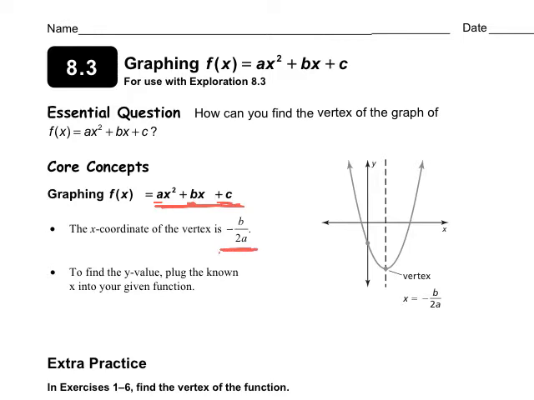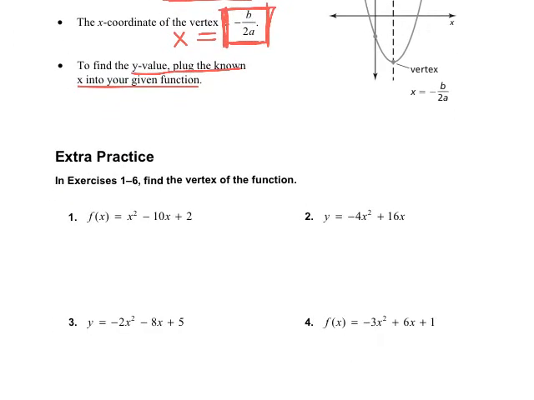So this is our vertex formula right here. This is how we find the x value of our vertex. So we would do x equals that. Once we find that x value, then you can see here to find the y value, we plug the known x into the given function. Okay, so let's practice that. Let's look at number 1.